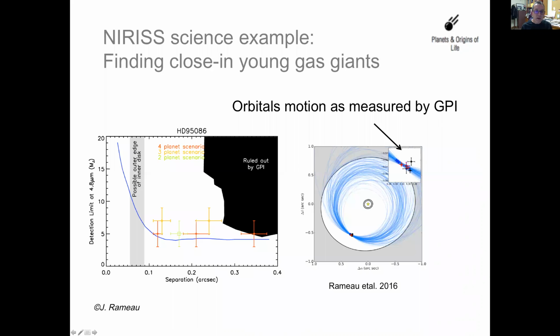And so if there are other planets inward, NIRISS should be able to detect them through this very special mode called aperture masking interferometry. I don't have time to go into the details of that, but of course this could be applied to any other things, to look at the structure of AGNs or even the galactic center.